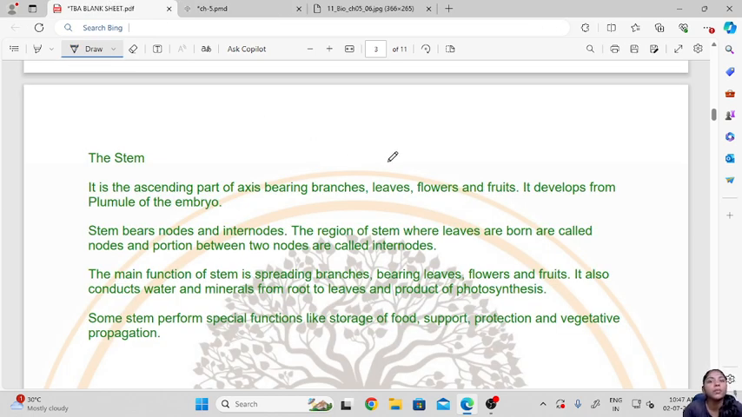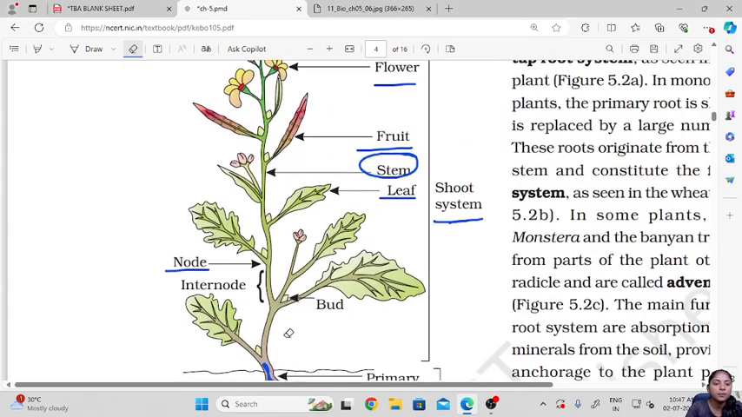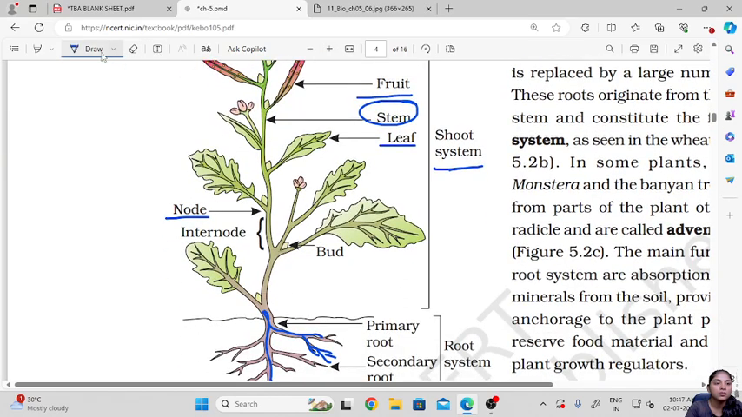Then it develops from the plumule of the embryo, and the stems bear nodes and internodes. As we have seen in this picture, it develops from the plumule, and then it will have these nodes and internodes. Here we can see, this is the nodal region and this is the internode. So this is node, here we have internode, then again there is a node and then internodes.